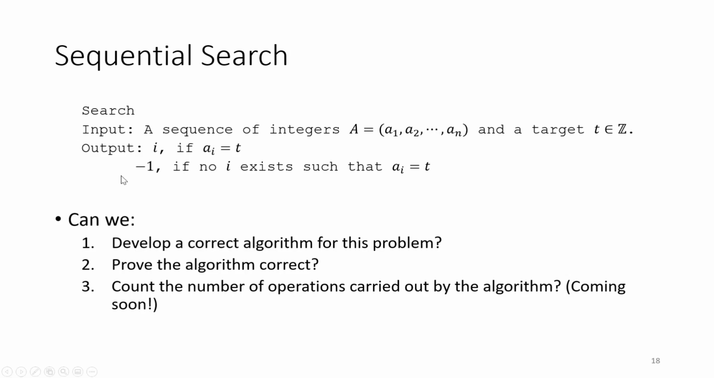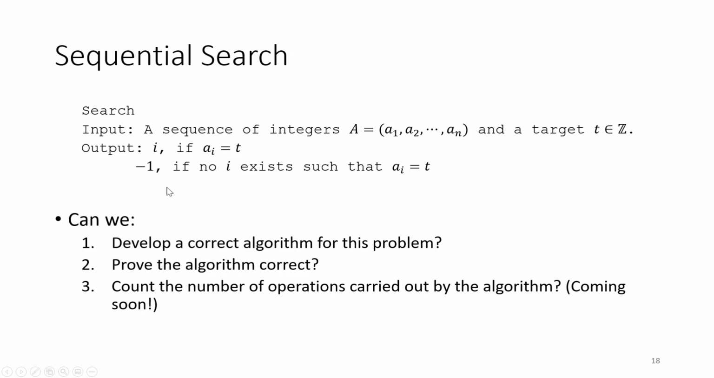And then the other possible output is if there is no a_i that's equal to t, there is no such one, then we should answer -1, which is an indication that it cannot be found or it does not occur in that list.